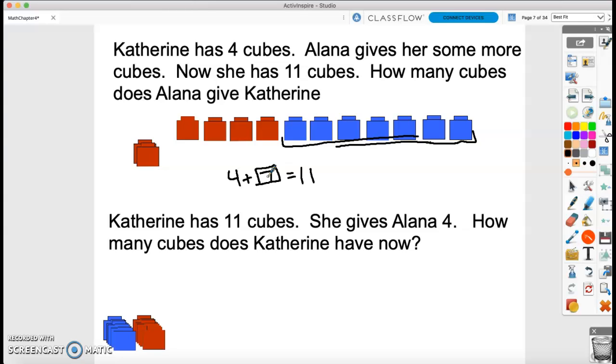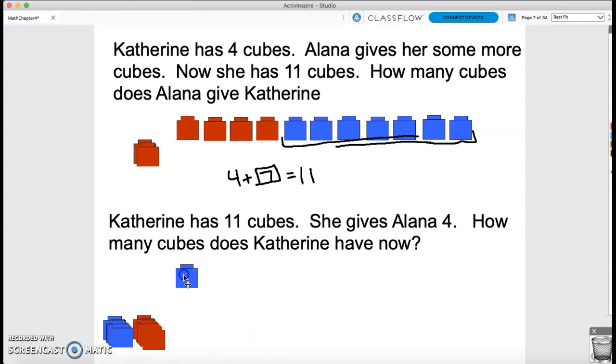Let's read the next problem. It says, Catherine has 11 cubes. She gives Alana 4. How many cubes does Catherine have now? So she had 11 cubes. So let's put 11 cubes out.